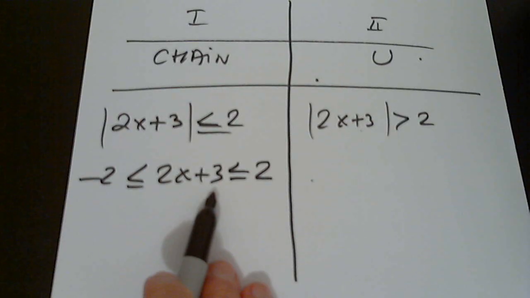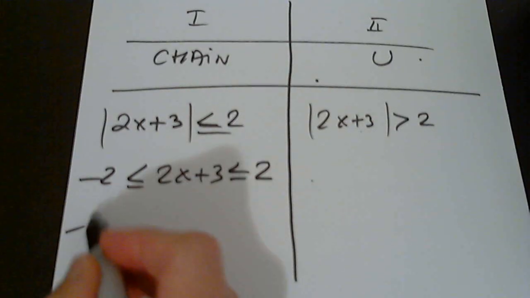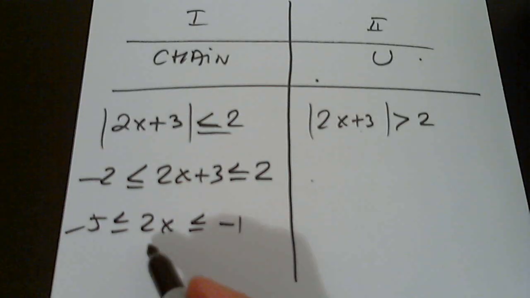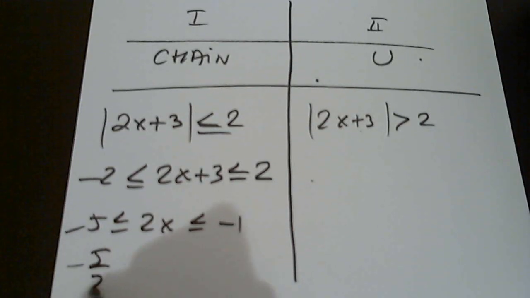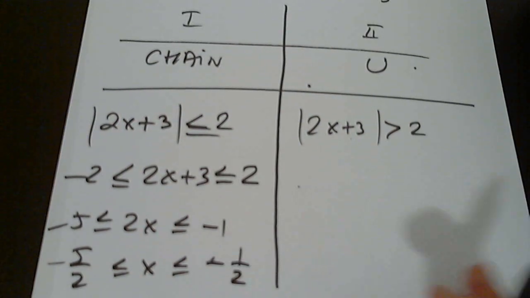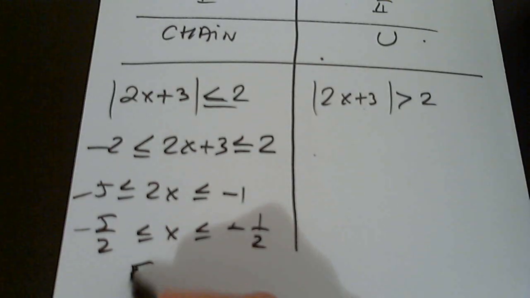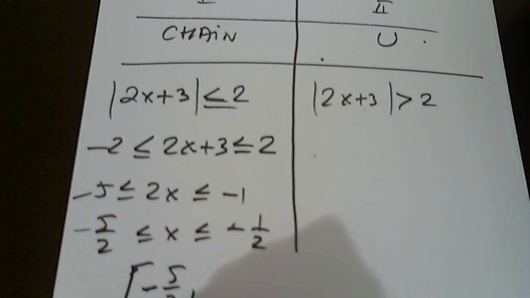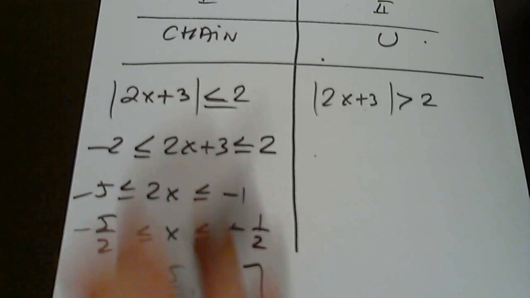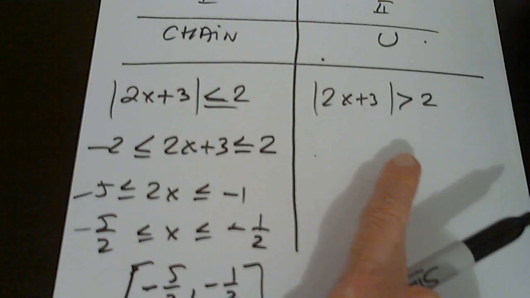So you subtract 3 from all three sides, and you divide by 2 and you're done. And you have to write the interval notation. Simple. This one requires more work.